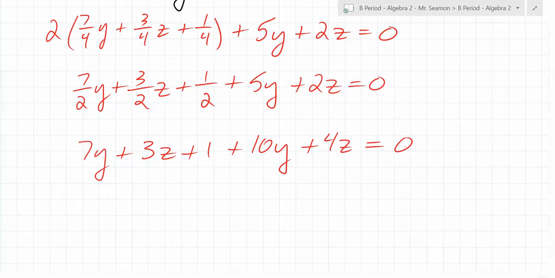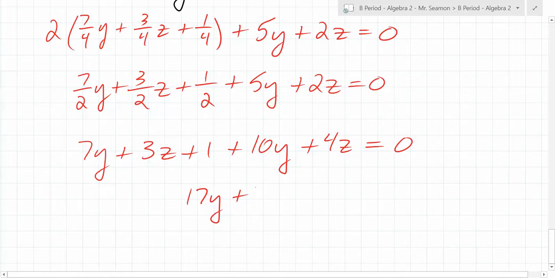Do you automatically feel a lot better right now? I'm just curious. Do you feel better? Yes. I feel better right now. Now what should I combine? How many y's do I have? 17y. 7z equals -1.